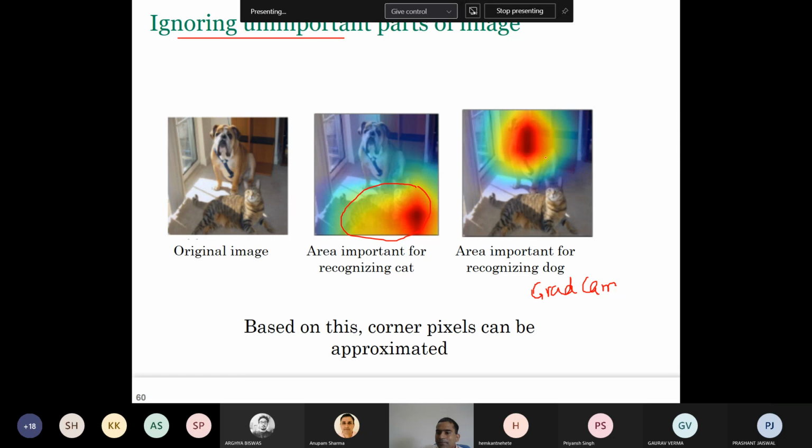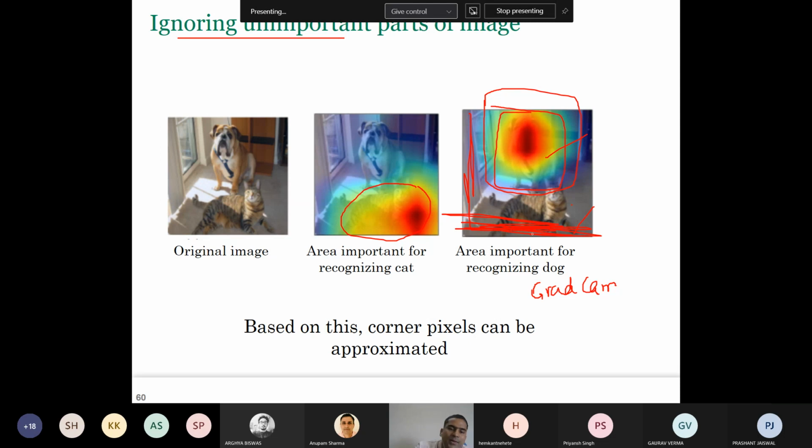Similarly, this part here shows which pixels are most important for recognizing the dog. I'm sure this is very intuitive, very illustrative, and easy to understand. Now, forget the cat. Let us just focus on the dog. For recognizing this dog, all I need is this area, right? For classifying that this image is a dog, we don't need to worry about these pixels. All these pixels which I'm showing in red are unimportant.